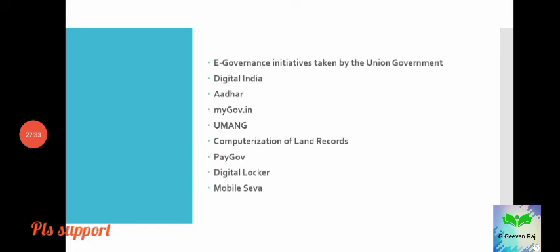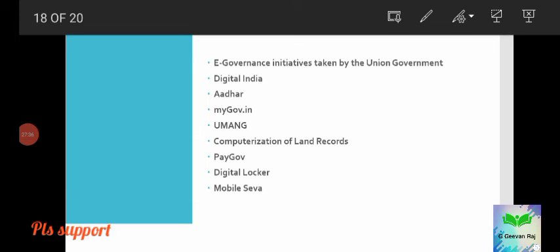Now let us look at some of the e-governance initiatives taken by the union government. We will only be discussing the names. The major e-governance initiatives are Digital India, Aadhaar, mygovernment.in, Umang, computerization of land records, pay government, digital locker, mobile seva. These are examples of various e-government initiatives of the government. Plus you can also quote the example from Andhra Pradesh and Karnataka.